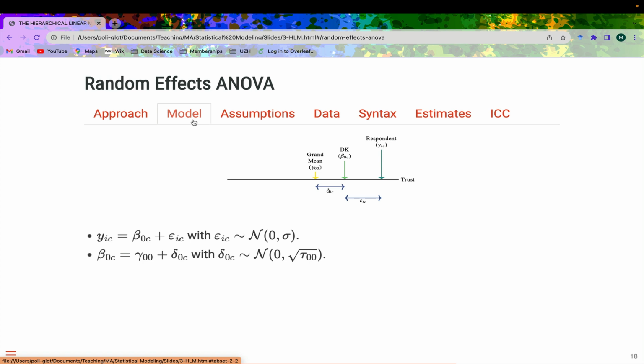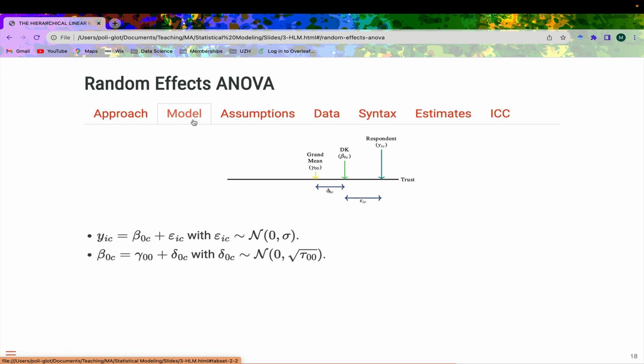What you see there is that I called that mean for Denmark beta 0c. The difference between beta 0c and gamma 00, the grand mean, is delta 0c. That's what you see depicted underneath the horizontal axis. In this case, the average in Denmark is higher than the grand mean. Danish people are more trusting of other people than the average in the European Social Survey.